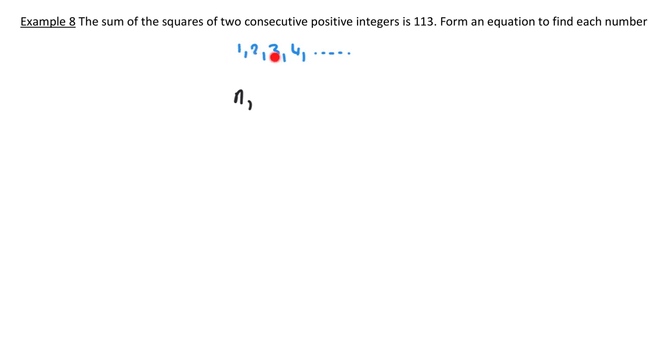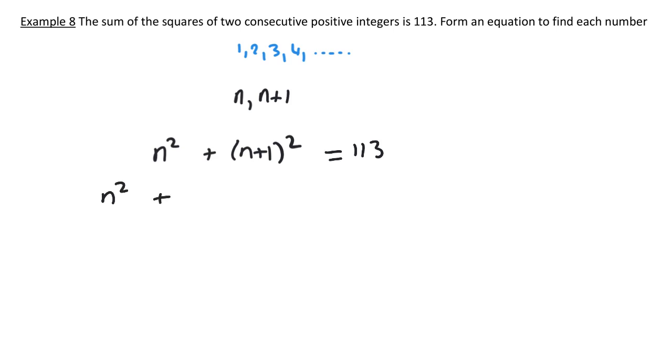To get from 2 to 3, we add 1. 3 to 4, we add 1. So if n is our first integer, the one after that is going to be n plus 1. Okay, so those are our two consecutive integers. And we're told that the sum of the squares, so n squared plus (n plus 1) squared. So that's going to be the square of the first plus the square of the second. And that equals 113.